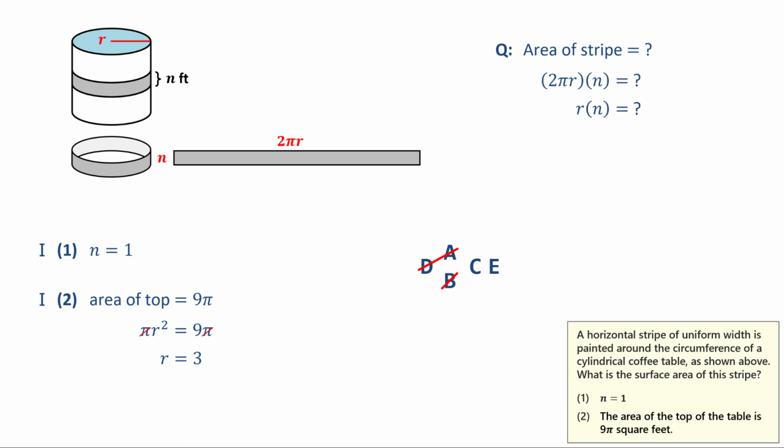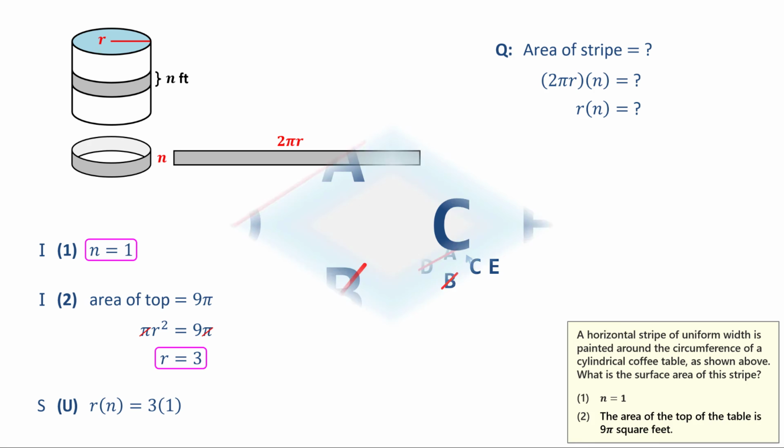To make our final choice between C and E, we need to combine statements 1 and 2 into a united statement U. The question is asking for the value of r times n. Statement 2 gives us r, and statement 1 gives us n. Putting these together, we can now say that r times n equals 3 times 1. This answers the question, so the united statement is sufficient.